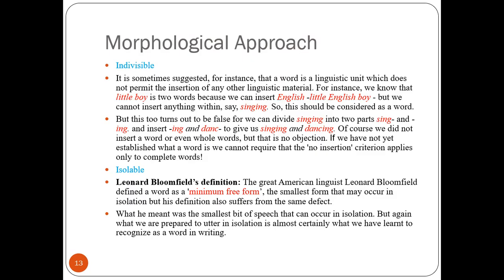Basically, these two features are taken from Leonard Bloomfield's definition. The greatest American linguist, Leonard Bloomfield, who was also a structuralist. So he defined a word as a minimum free form, the smallest form that may occur in isolation, but this definition also suffers from the same defect. Let's discuss the first one first.